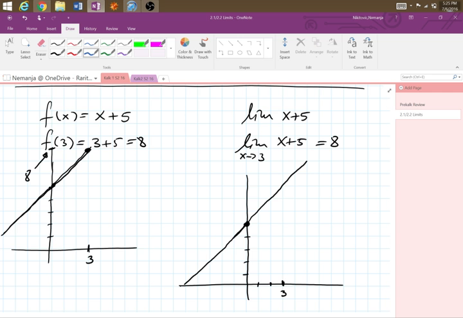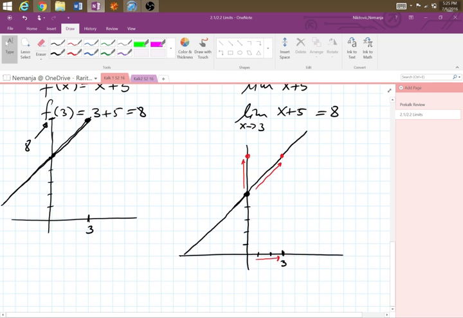The limit is going to say, let me compute all of the values coming up to the 3, which means that we will be computing all of the values coming up to this point, which means we'll be getting all of the answers coming up to this point. This is what is known as the approach from the left.